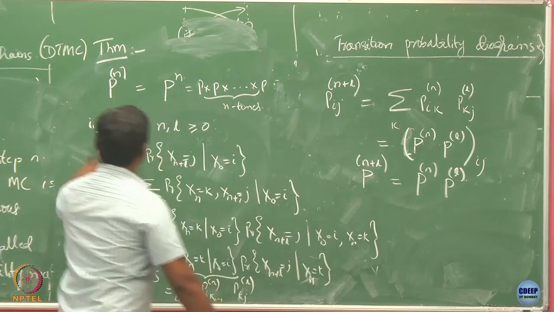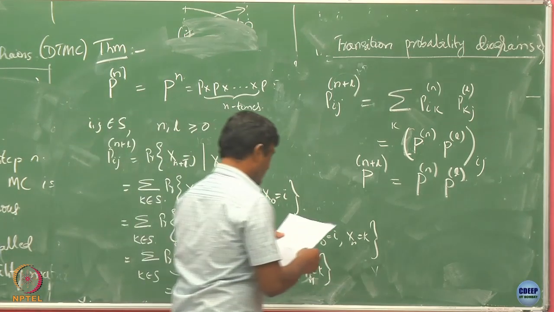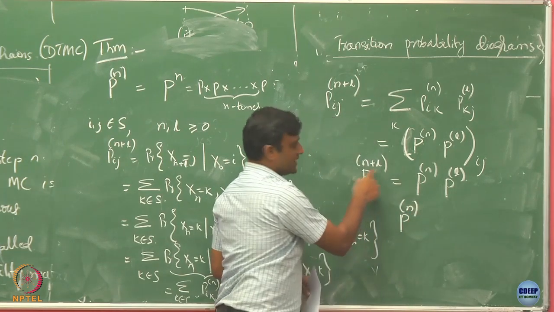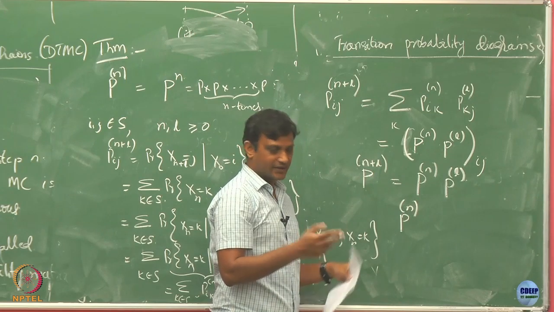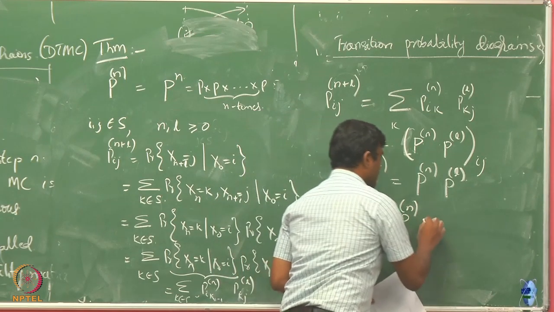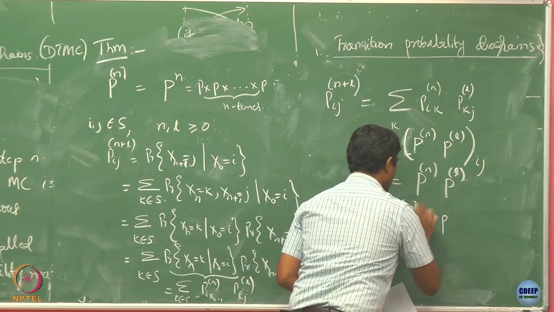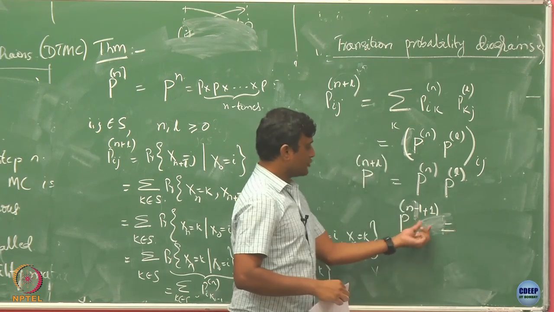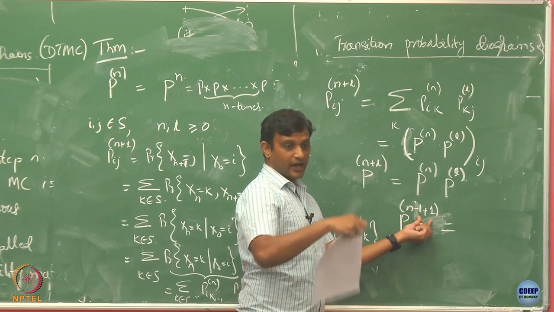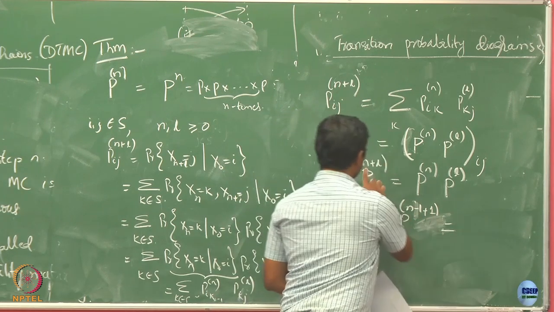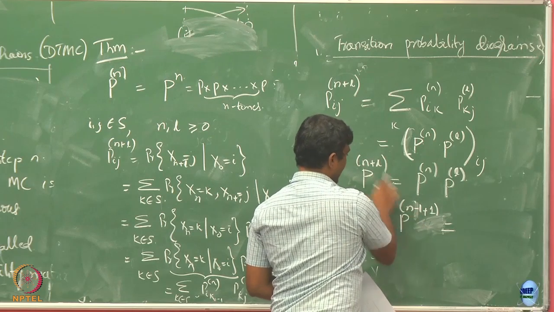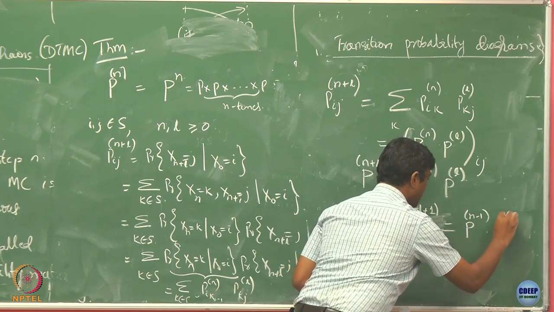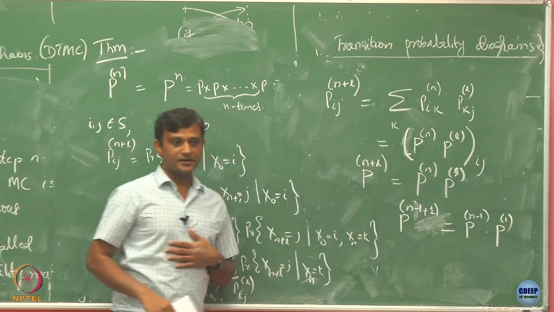Now that will lead us to this result. How? By doing the iterations. This L was arbitrary, right? I could choose any L I like. So what I am going to do is treat this n as n minus 1 and L as 1. In that case, I can treat it as P of n minus 1 and P of 1, right?